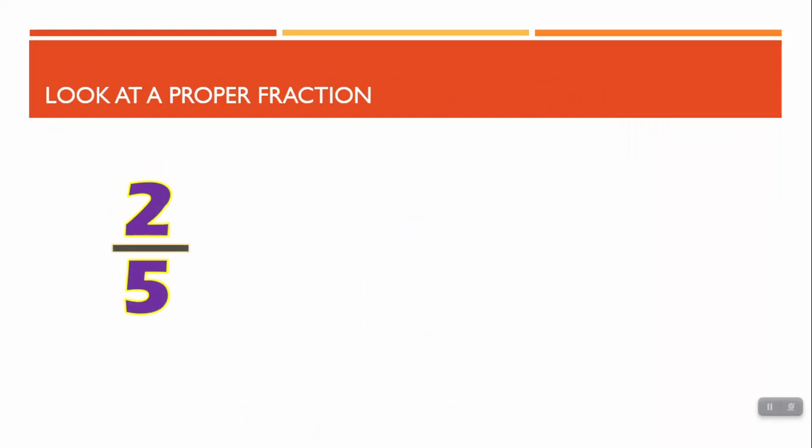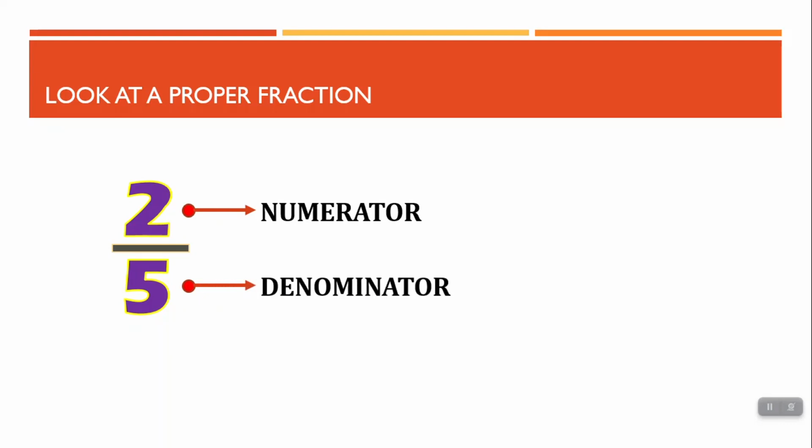Let's look at the proper fraction 2 over 5. Fractions are formed with a number on the top, a number on the bottom, and a line in the middle. The top number is always known as the numerator. The bottom number is always known as the denominator. But what value does 2 over 5 represent?